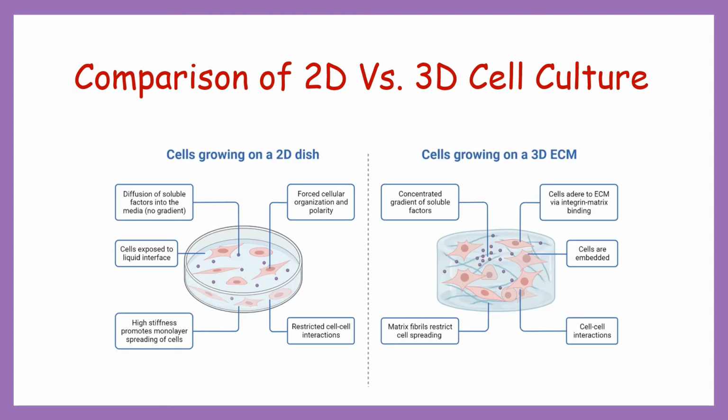In 3D cell culture system, cells are allowed to grow in a 3D environment where cell-cell and cell-matrix interaction occurs, whereas in 2D cell culture system, cell-cell interaction is restricted and cell-matrix interaction is absent. In 3D cell culture, there is a gradient for nutrients, oxygen, pH and others as we talked previously. In 2D cell culture, the gradient mechanism is totally absent. In 2D cell culture system, cells are exposed to a liquid interface, whereas in 3D cell culture system, cells are embedded.